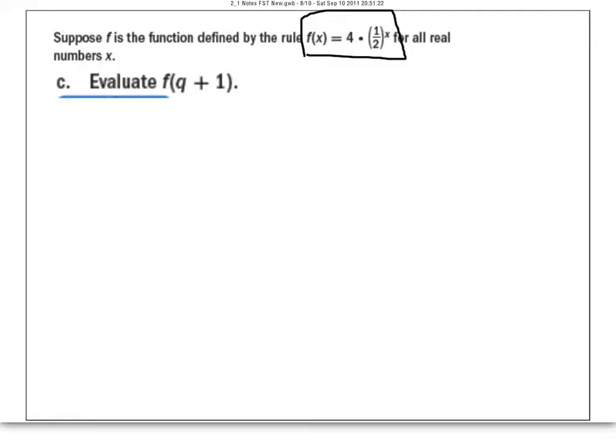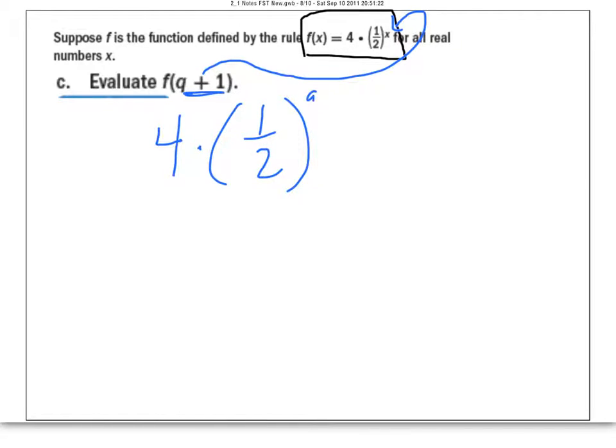So they want us to find f of q plus 1. Fine, wherever x is, I'm going to put q plus 1. So let's do that. We'll get 4 times 1/2 and then q plus 1. Now again, this section is really challenging your recollection of exponents. Do you remember that if you had x cubed and x squared, those could actually come together and it would be x to the 3 plus 2, which is x to the 5th? Well, because we can do this and it's combined, we can actually reverse this one out.